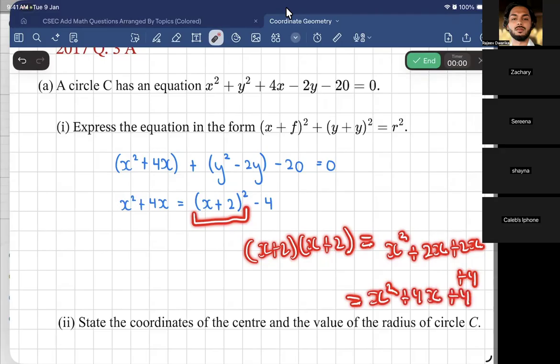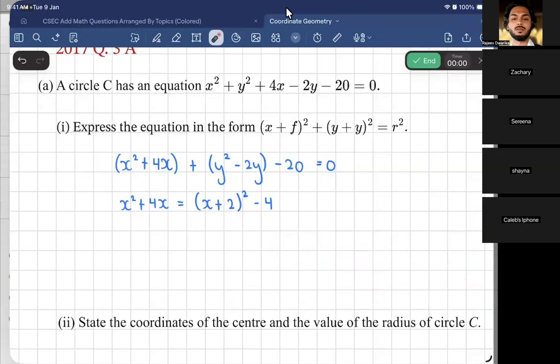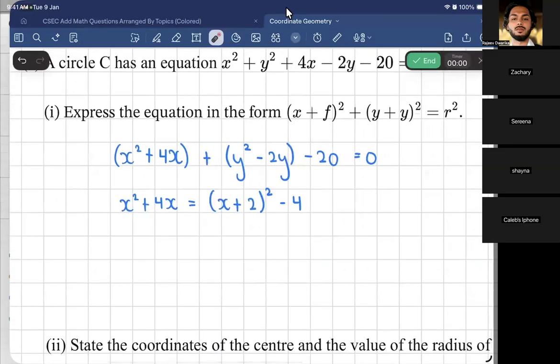Let's see why we put the negative 4 now. I'll explain. So Zachary and Caleb, x squared plus 4x, and I have an equal sign there, right? What does that equal sign mean? Let me get to the bottom of this. Caleb, we're trying to figure out another way to write x squared plus 4x, right? That's what we're trying to do.